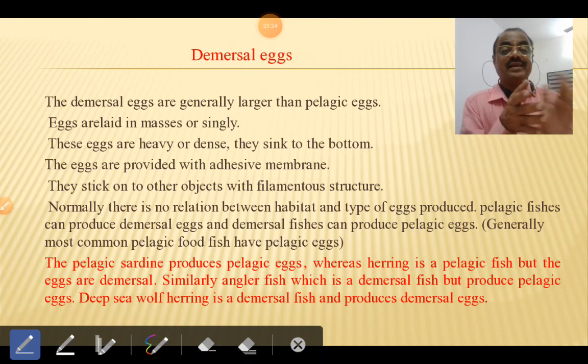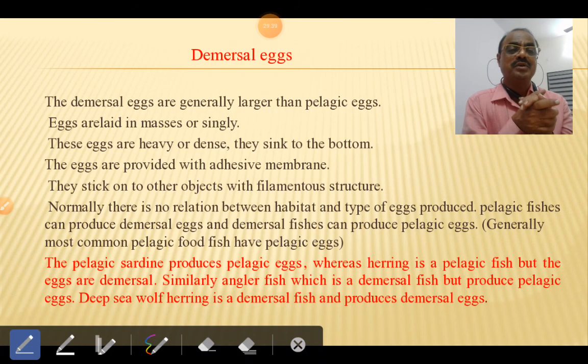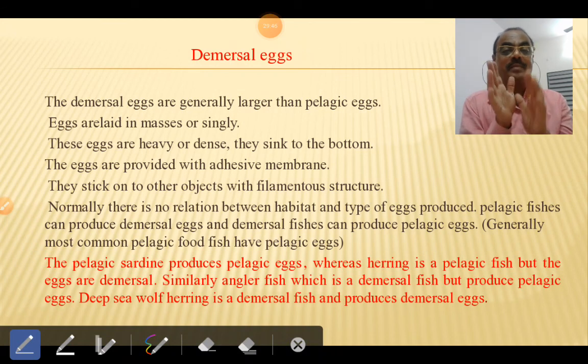See, I will clear that point. The pelagic sardine fish produces pelagic eggs. Sardine is a pelagic fish, mackerel is a pelagic fish. So they are found in the pelagic zones, whereas the herring is a pelagic fish, but the eggs are demersal eggs. The pelagic sardine produces pelagic eggs, no doubt. It lives in pelagic zone and produces pelagic eggs. Whereas the herring is a pelagic fish but produces demersal eggs.